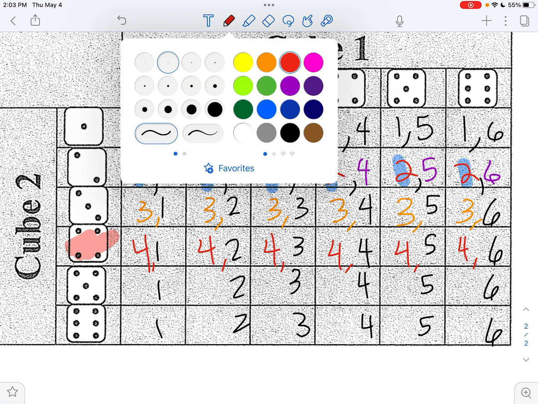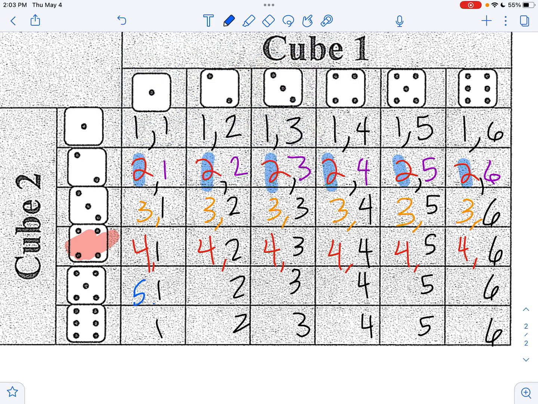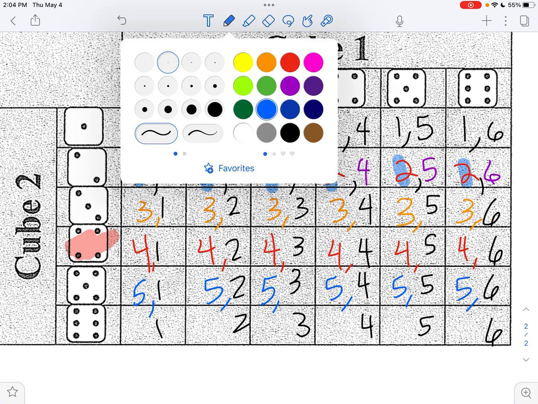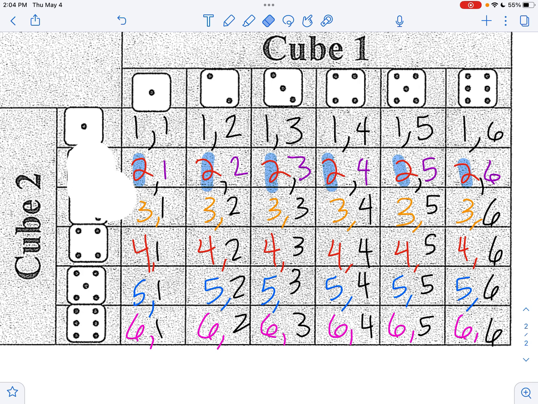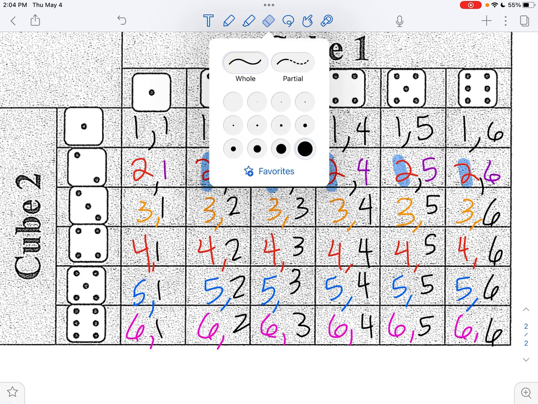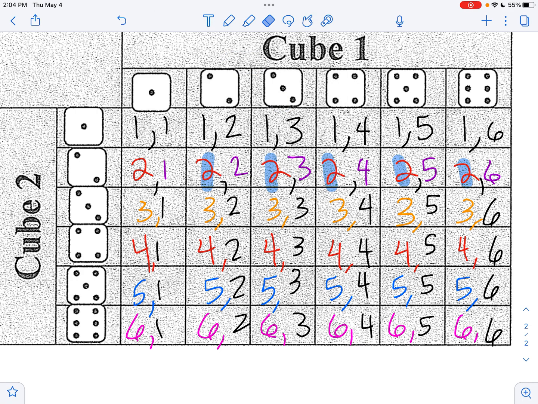That means the next one should be 5, comma, 5, 5, 5, 5, 5, and then the last one, we'll use pink, 6, comma 1, 6, comma 2, 6, comma 3, 6, comma 4, 6, comma 5, 6, comma 6. All right, these are all the possible outcomes. I don't know if it'll let me just get the blue because I wrote the blue first. Oh, it is. All right. Make this a little bit smaller then. Get the blue, get the blue, get the blue.